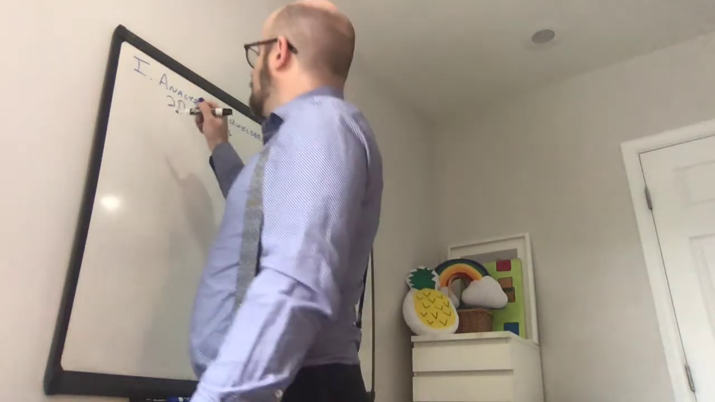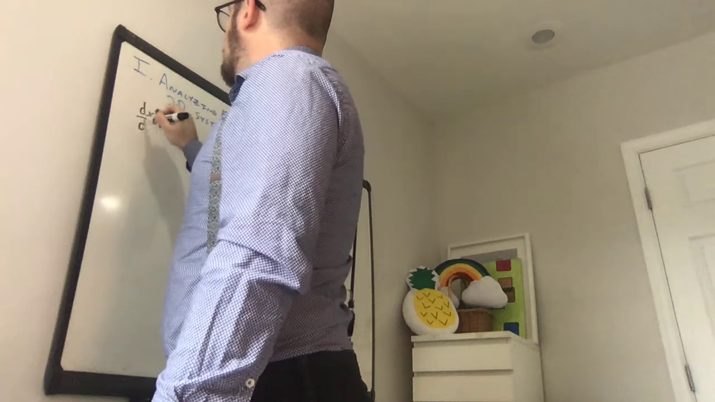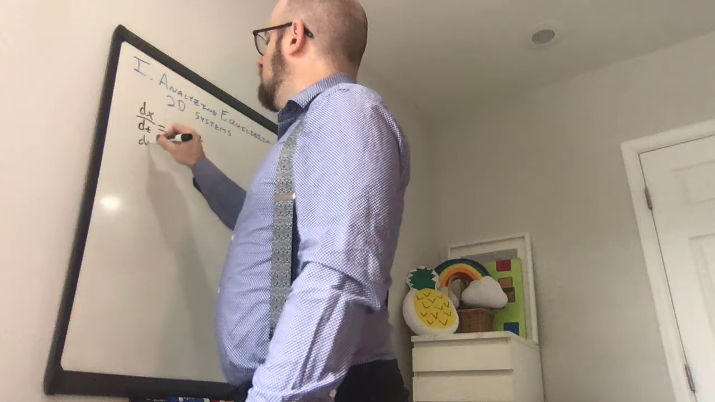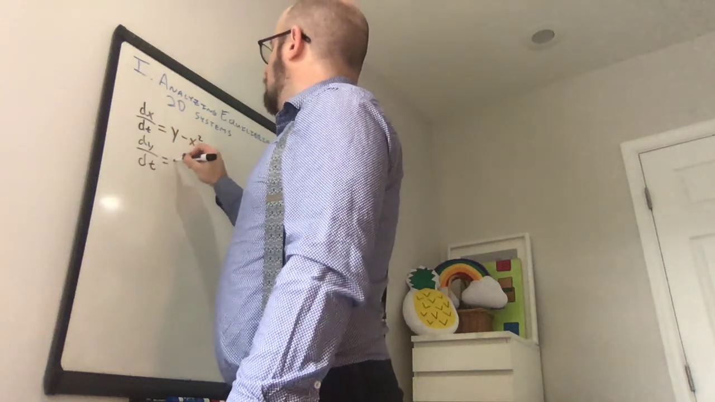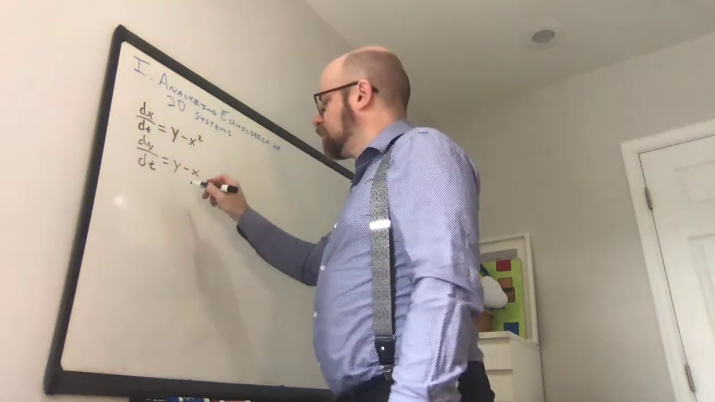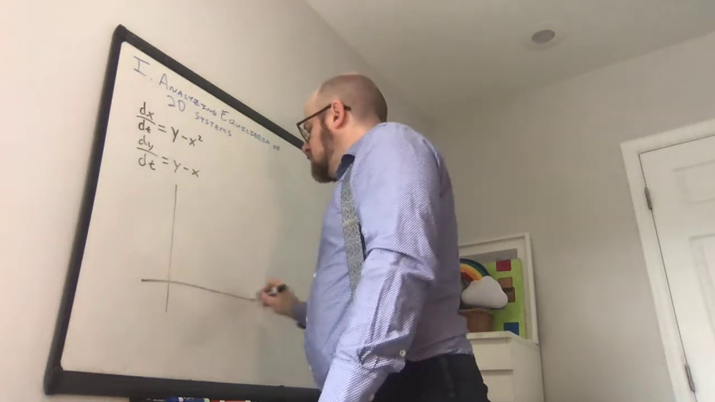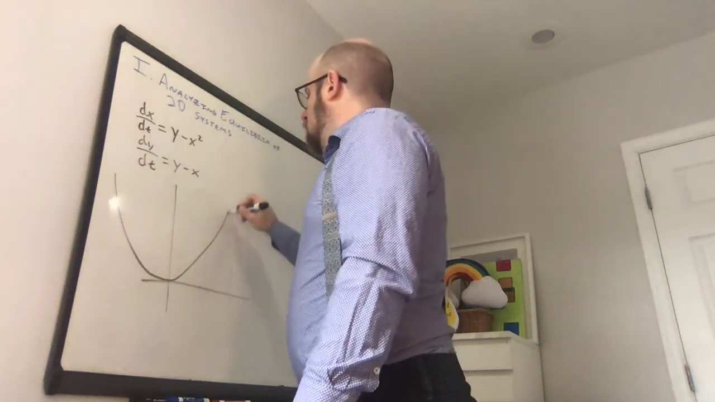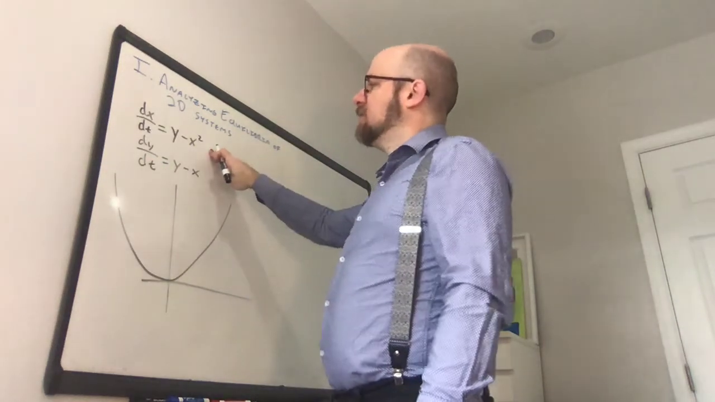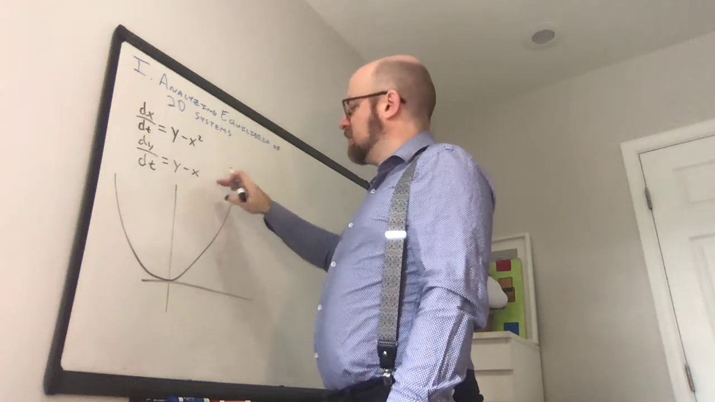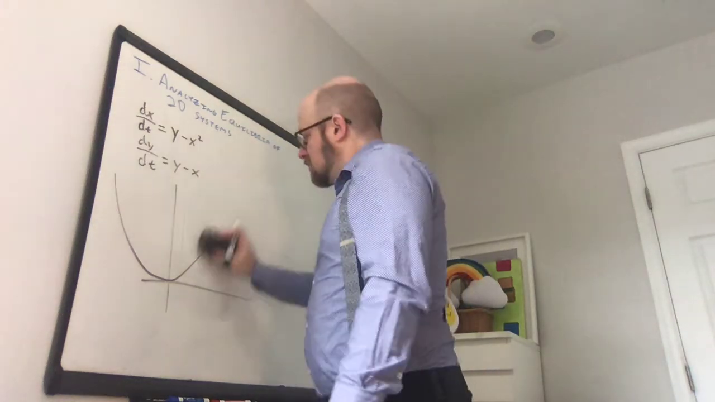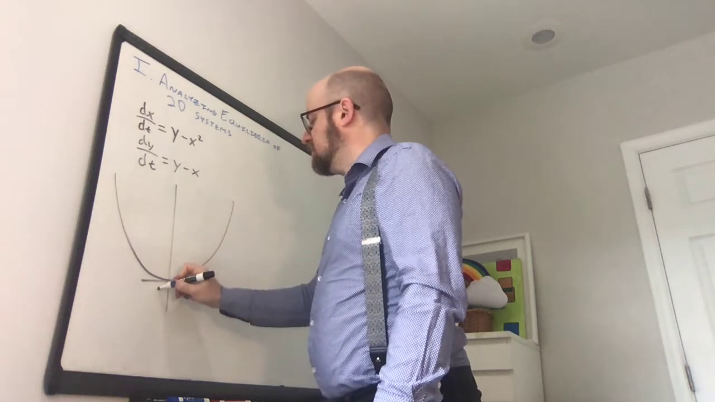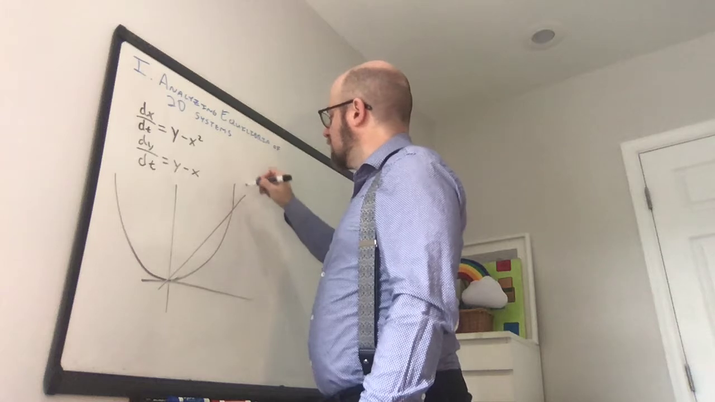Okay, so just to review where we were, if you remember, we had the system of differential equations dx/dt equals y minus x squared, dy/dt equals y minus x. When we looked at this, we found the nullclines, right, which were y equals x squared for the dx/dt nullcline. And then for dy/dt, the nullcline was y equals x.